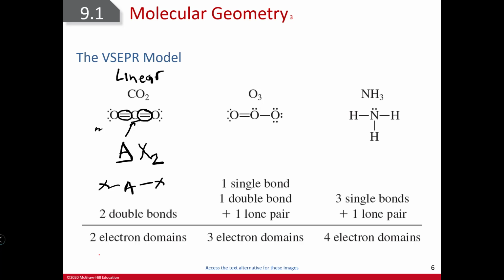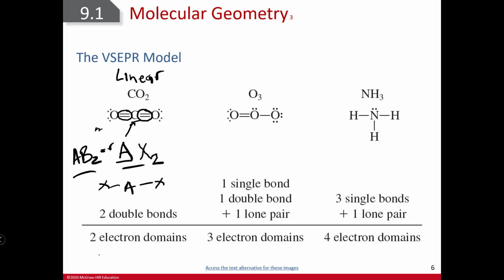Now, some books don't use an X here. They say AB2 for bonding groups. So don't get hung up on that. Some books say AB2, some books say AX2. Doesn't matter. All right, let's look at ozone.